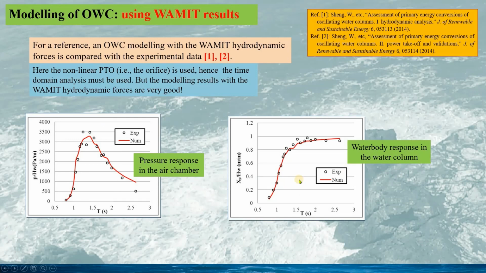And this is the internal water surface response. Again, we can see the experiment and the numerical modeling are very close. And from the pressure response, we can see the resonance of the piston would be at a wave period of about 1.2 seconds, which corresponds to a frequency of 5.24 radians per second, very close to the numerical modeling based on the WAMIT hydrodynamic parameters in this talk at about 5.6 radians per second.